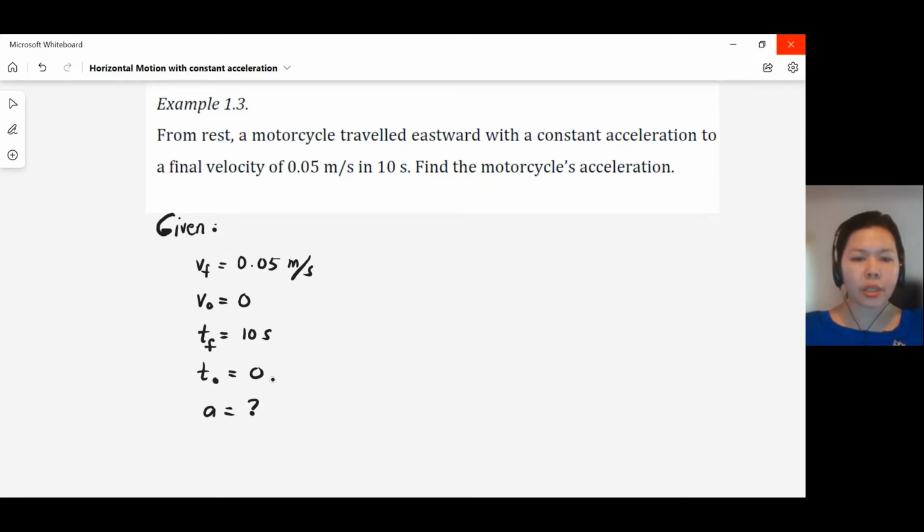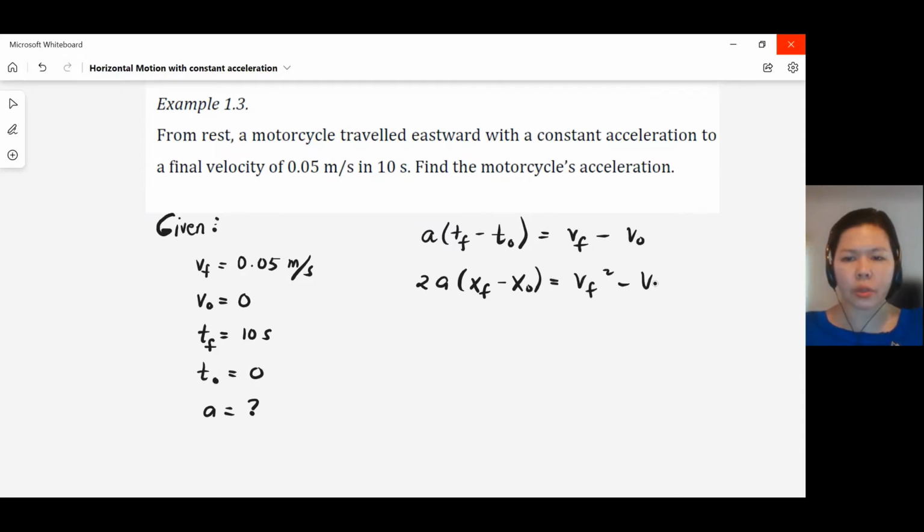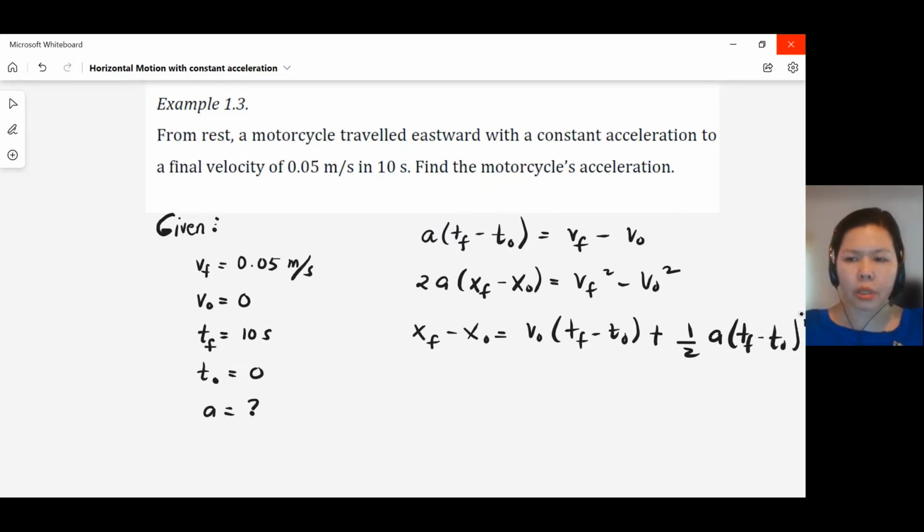Find the motorcycle's acceleration. Now the technique is to write first the three equations. If we have an object that is accelerating, we need to use any equation from among the three equations. We have a(tf minus t0) equals vf minus v0, and 2a(xf minus x0) equals vf squared minus v0 squared, and the other one is xf minus x naught equals v0(tf minus t naught) plus 1/2 a(tf minus t naught) squared.